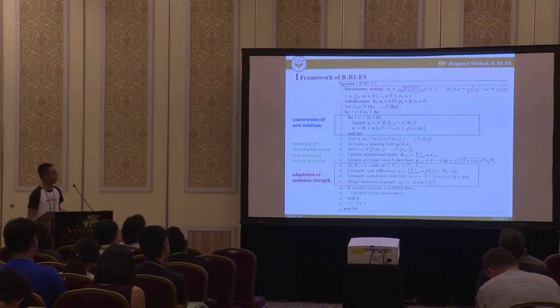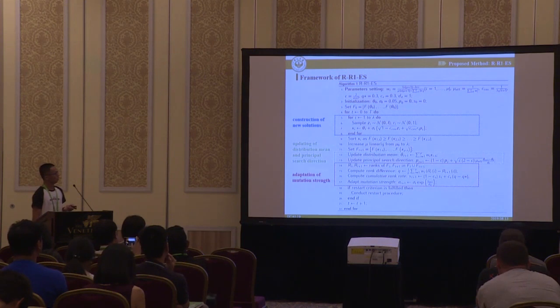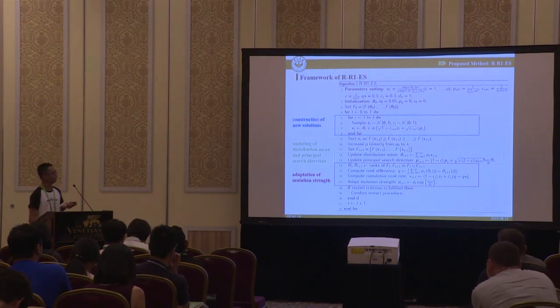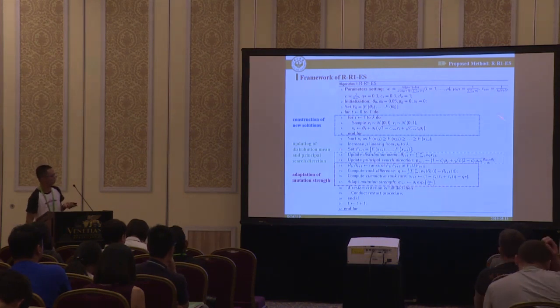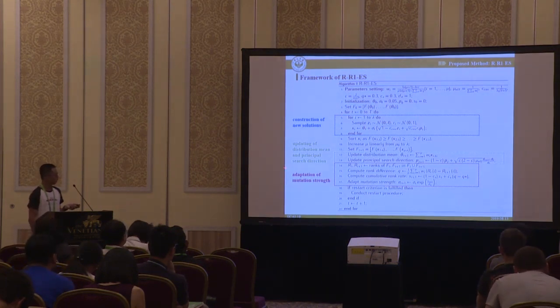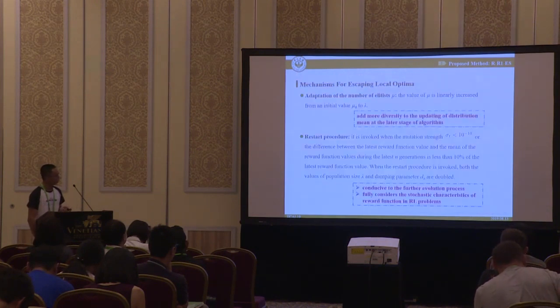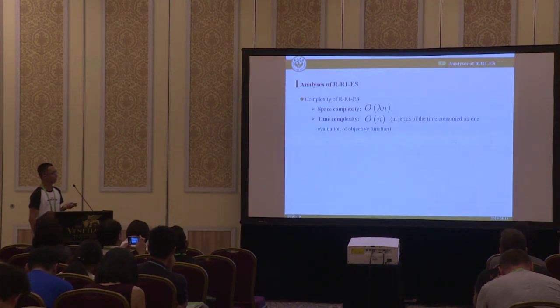This is the framework of our proposed model. It mainly includes 3 important procedures. The first one is the construction of new solutions. This is based on the Gaussian distribution model. The second involves the adapting of the distribution mean and principal search direction, which can be seen in the 2 equations. And the third one is the adaptation of mutation strength. In our proposed model, we also design 2 procedures for escaping.